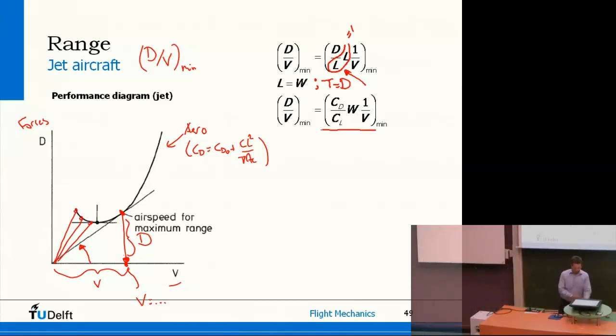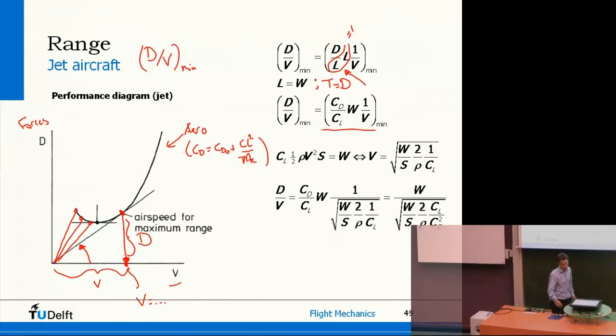Okay, but this airspeed is a new quantity we have to get rid of in the equation. And we already know lift is equal to weight. So we have the airspeed equation, which is the square root of weight over S, 2 over rho, and 1 over CL. Now, if I put that in the D over V equation, then this is what I get. So I just take this airspeed and put it in there. This is then what you end up with.